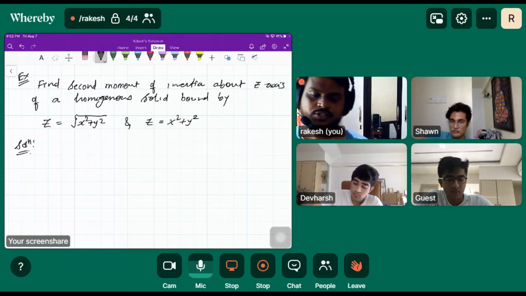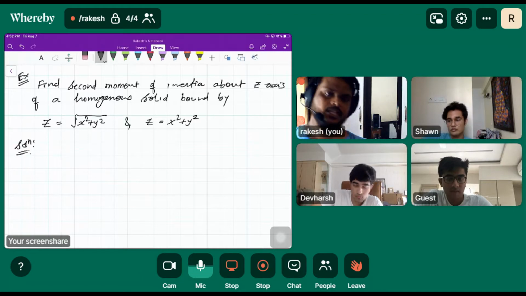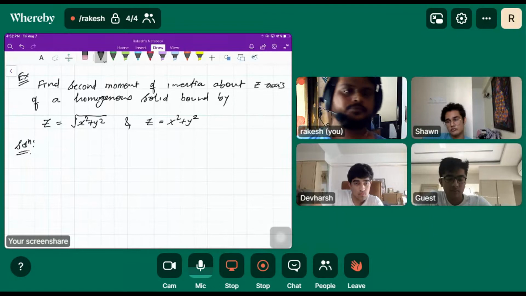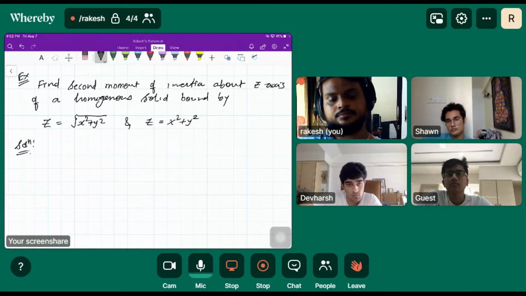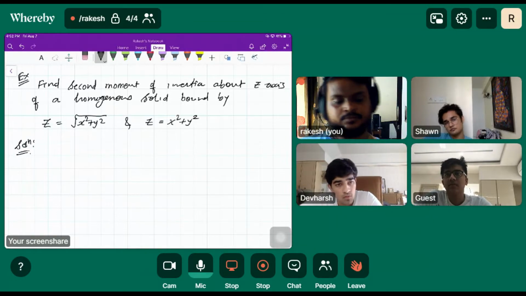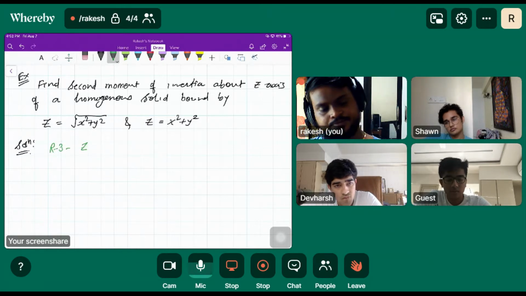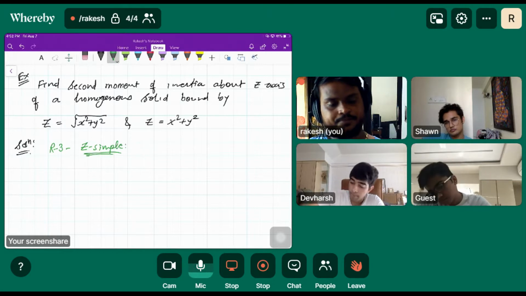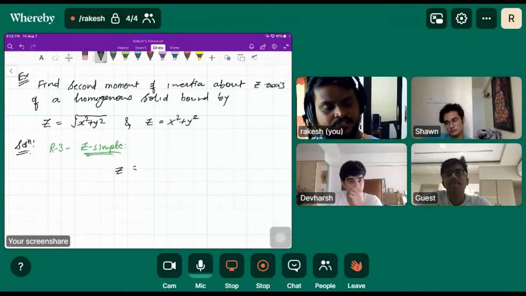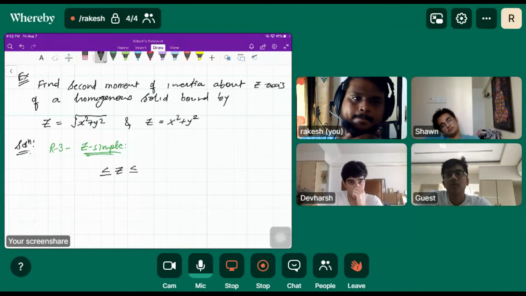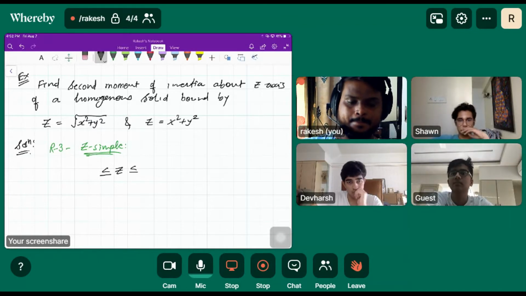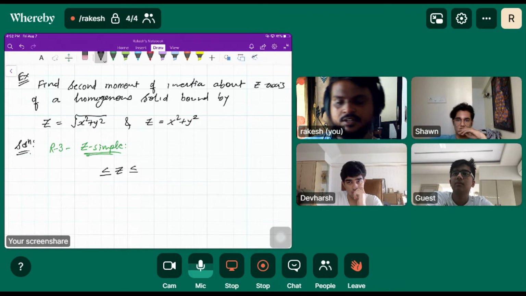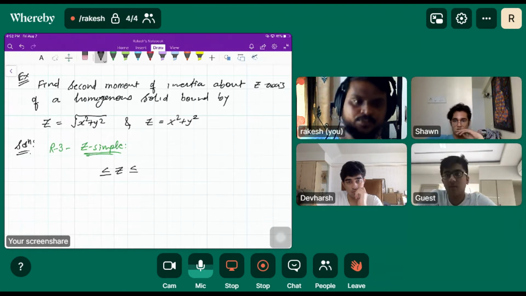So in this question, what would be our simple region? Z simple, right? Yeah, so we'll go for Z simple. And which one is the top function, which one is the bottom here? The root function is obviously bottom. Okay, let's find out whether the answer is right or wrong.